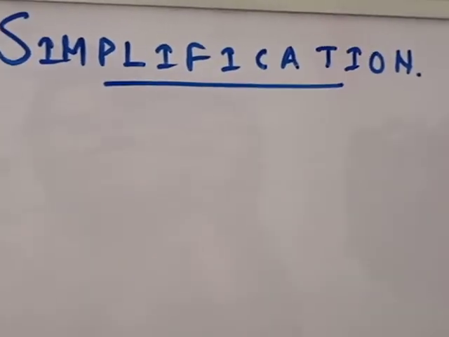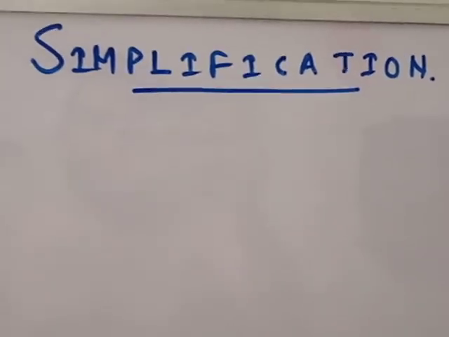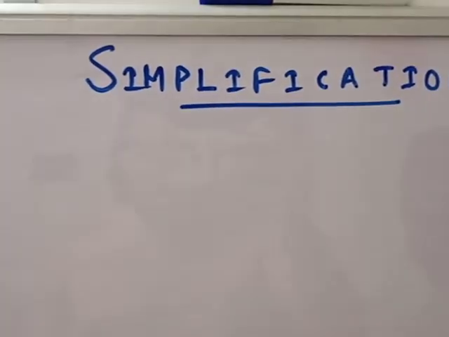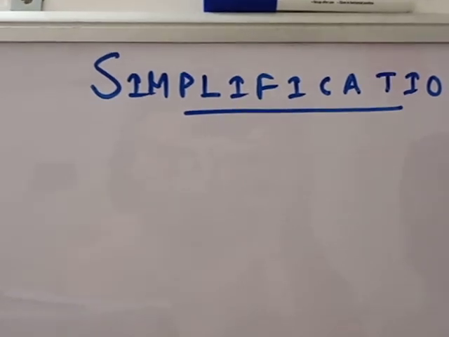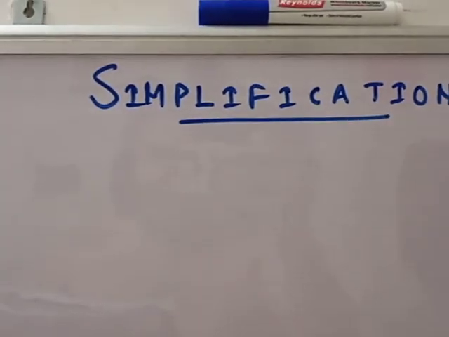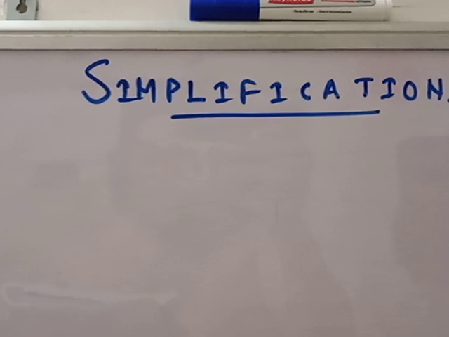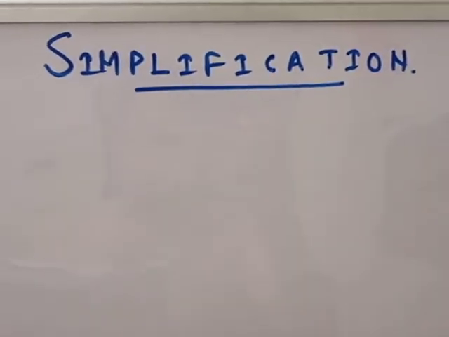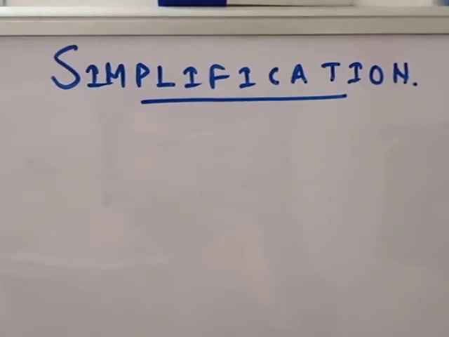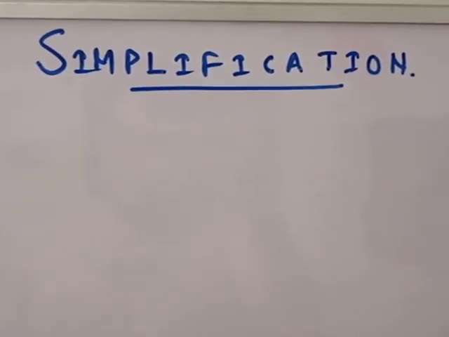Today we are going to start our new chapter, simplification. In simplification, to solve or simplify a numerical expression with two or more operations occurring together, we perform operations sequentially in a particular order. So what is the sequence? The sequence is division, multiplication, addition and subtraction.